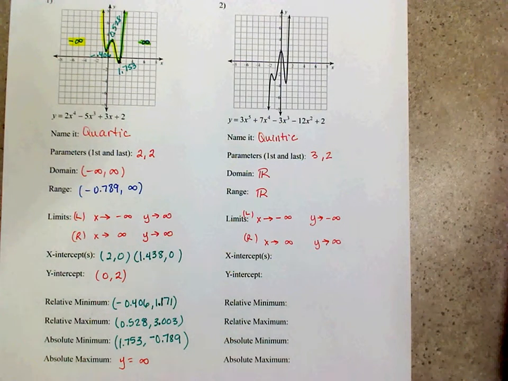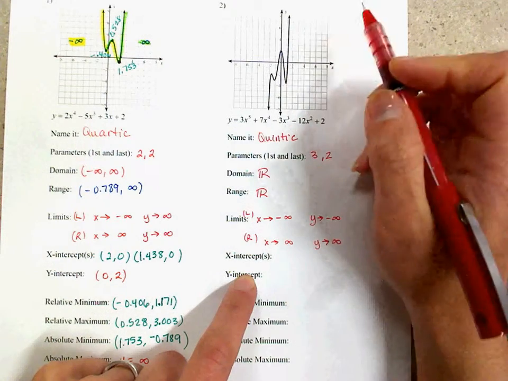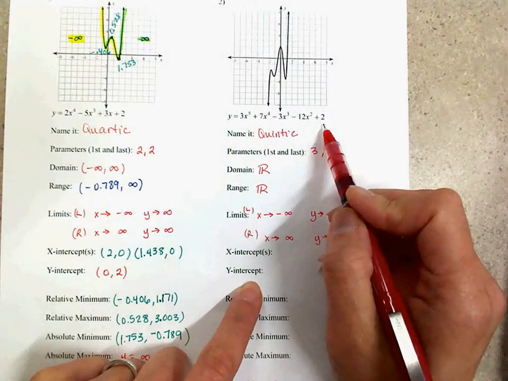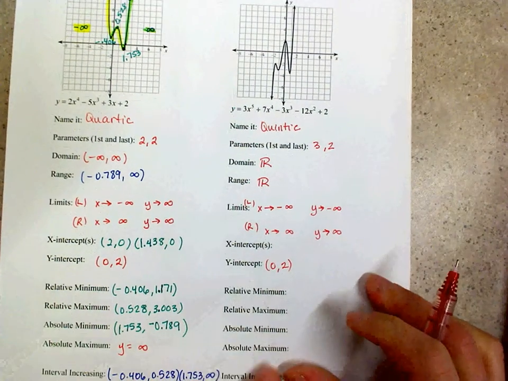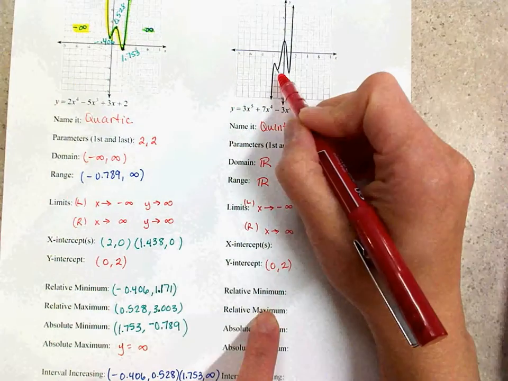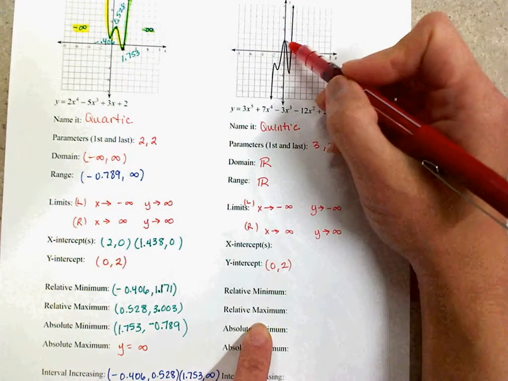Okay. X-intercept. We're going to have 1, 2, 3. We'll be back for those. Y-intercept. It's always that number. 0, 2. Relative minimum. This one and this one. We'll be back for those. Relative maximum. This one and this one. We will be back for those.